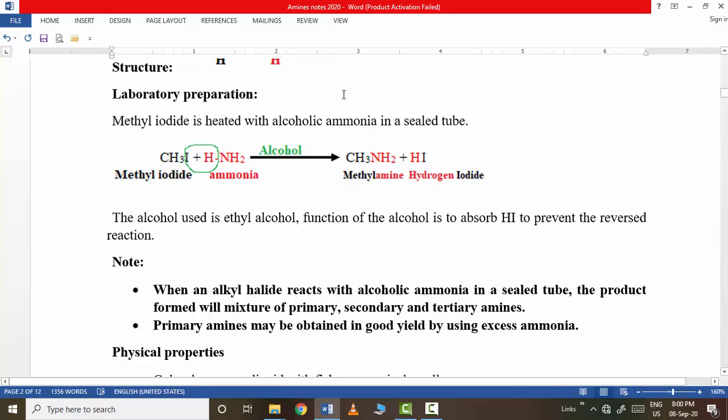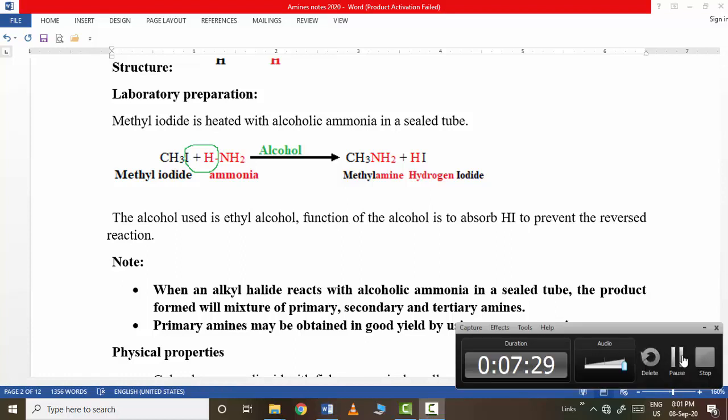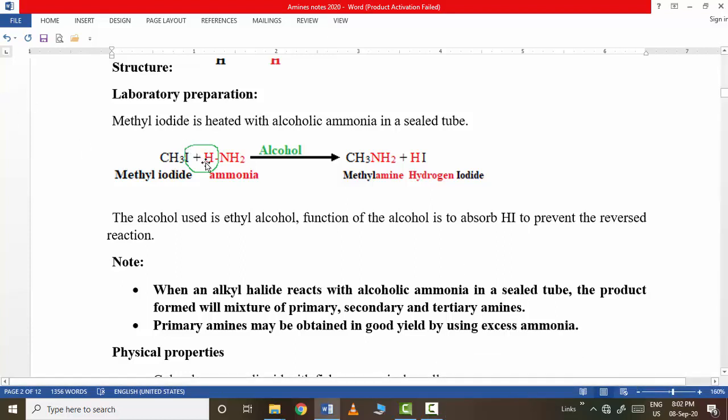Laboratory preparation: methylamine can be prepared by heating methyl iodide with alcoholic ammonia in a sealed tube. Remember, methyl iodide is CH3I, and ammonia is NH3. I have just branched one hydrogen so that it will be suitable for us to remove the hydrogen iodide here. You can see hydrogen is red in color. I have used different colors so that it will be easier for you to understand.